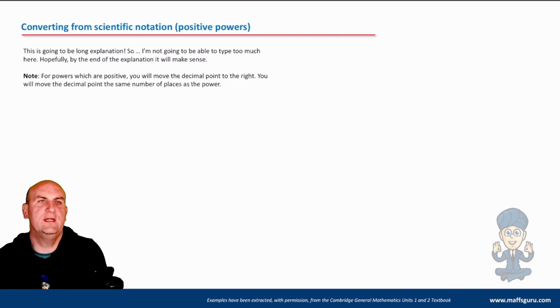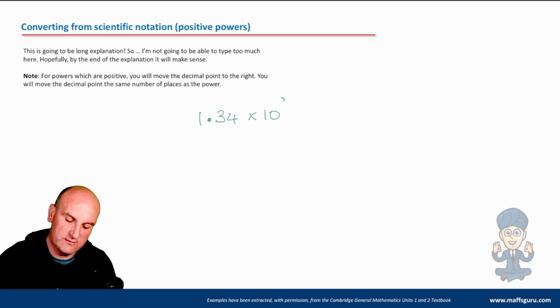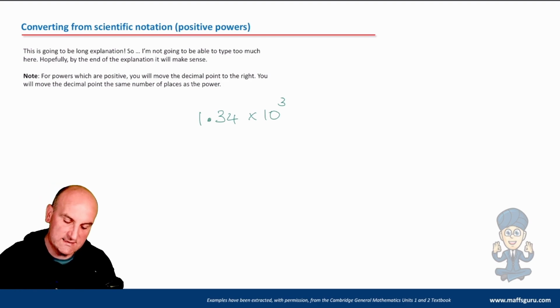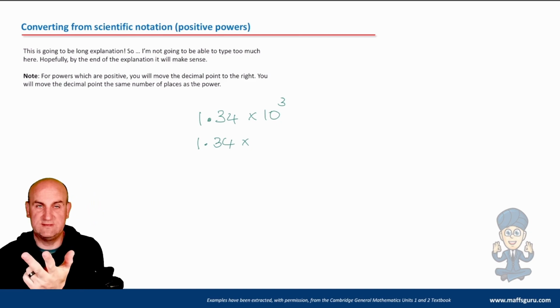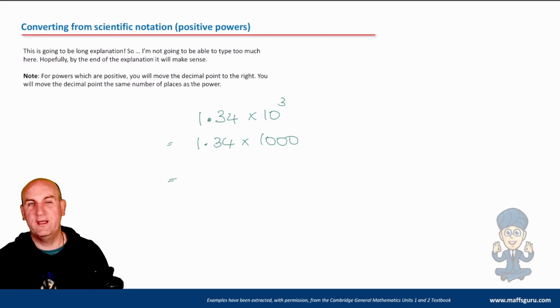All right, converting from scientific notation. Again, now we need to be able to undo it. So if I had the number 1.34 times 10 to the floaty 3, I want to now turn that back into a number. What we've got to remember is that that is the same as 1.34 times 10 times 10 times 10, which is 1,000.